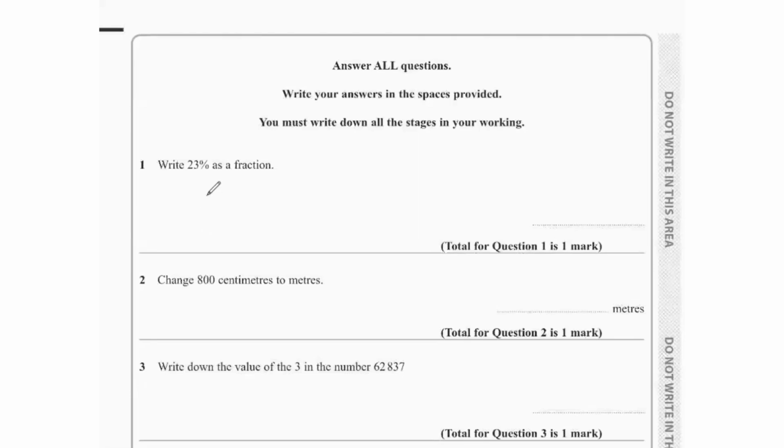The first question says, write 23% as a fraction. Whenever you have a percent, basically the number has a denominator of 100. So you just rewrite this as 23 over 100, and that's your answer.